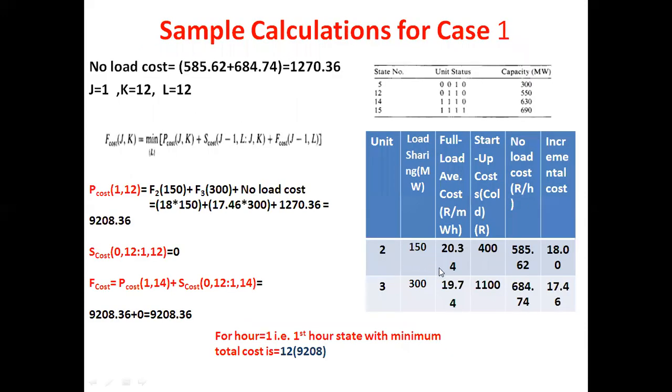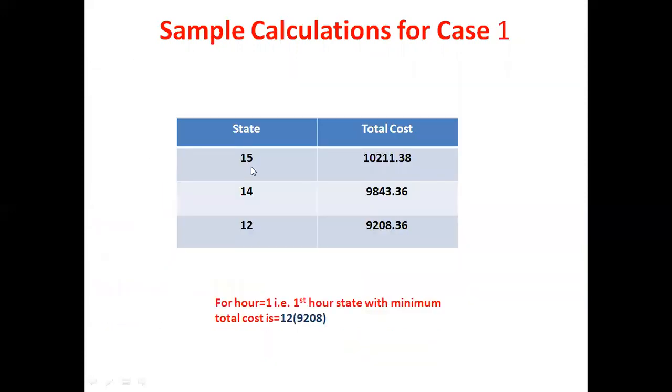So again, the no load cost will be calculated from these two parts, and the production cost will be 150 into 18.00 plus 300 into 17.46 plus this one, no load cost 1270.36, which will give 9208.36. Then there is no transition cost, so it will become 0. So the total cost became 9208.36.